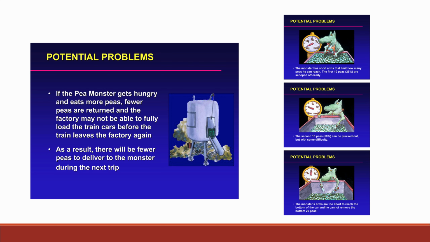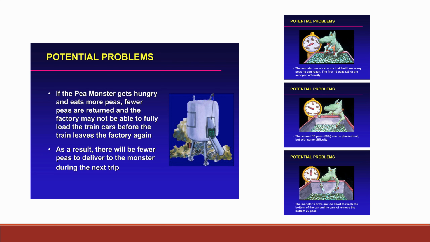But there could be problems. So if the pea monster got hungry and ate more peas, then fewer peas would be returned, and the factory might not be able to fully load the train cars before the train leaves the factory again, right? And as a result, there will be fewer peas to deliver to the monster during the next trip.